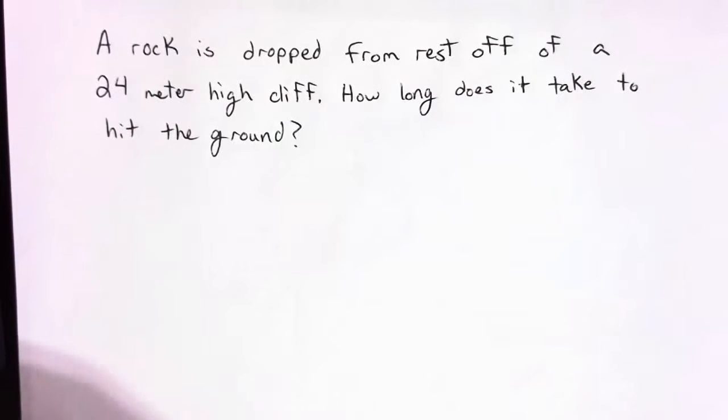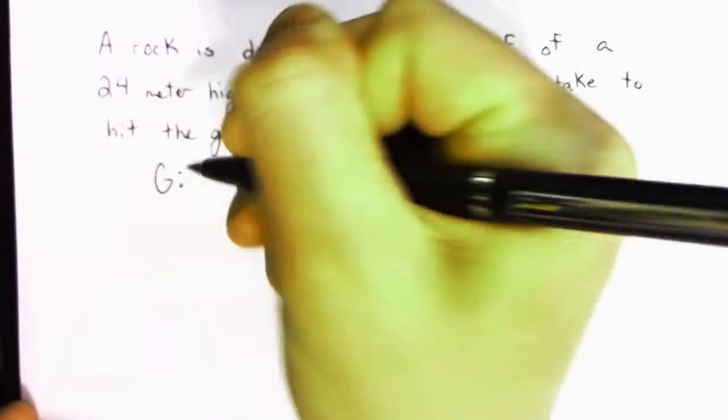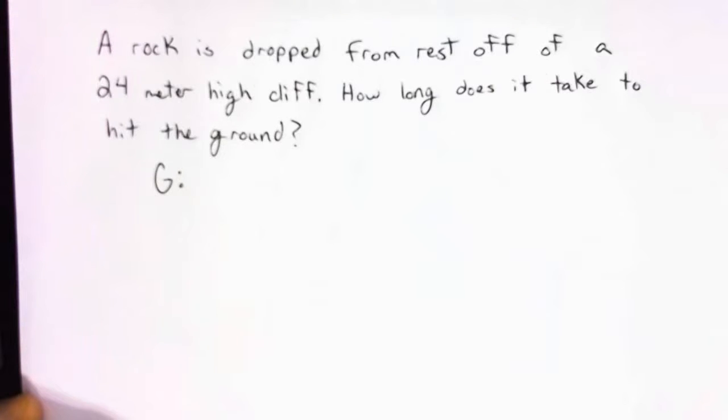So a rock is dropped off of a cliff. I understand the rock is dropped off a cliff. I don't really need to draw a picture to represent that. So we're going to start with our G.U.E.S.S method, which is writing our givens down. That's what the G stands for. It's an acronym. So what are our givens?